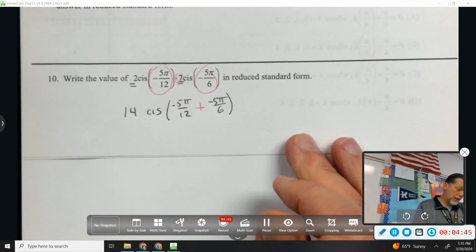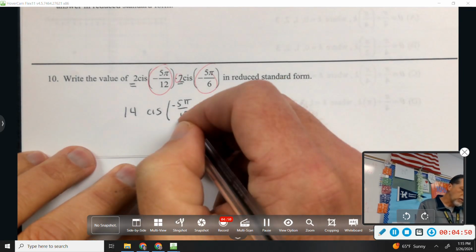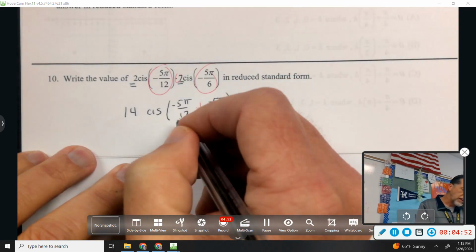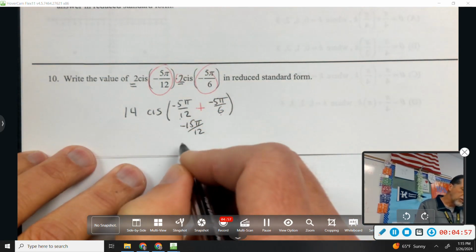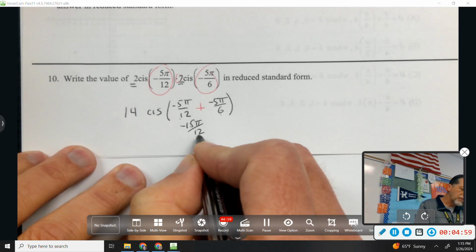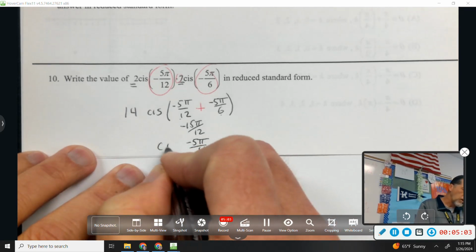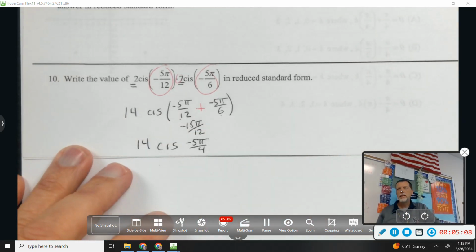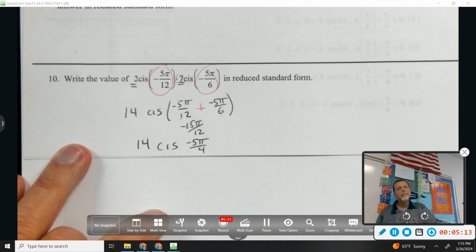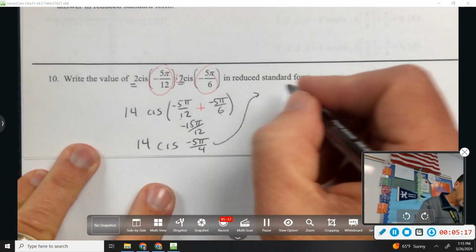Let's see, that would be 10/12 and 5/12 is negative 15/12. But that reduces to, if I divide by 3, negative 5 pi over 4. And why is that not quite the right answer? Standard form. Ugh, it's annoying. Gotta keep going back and forth here.